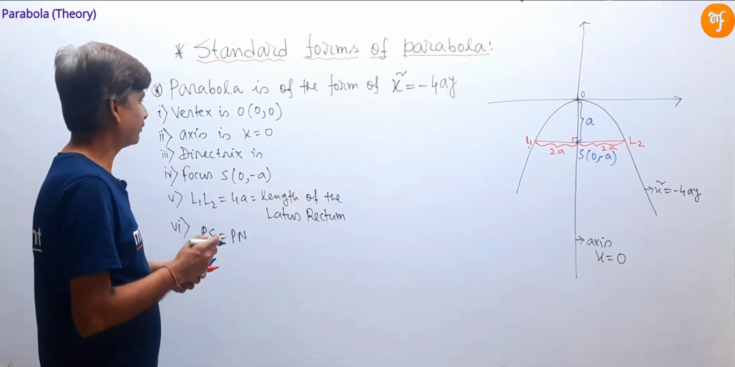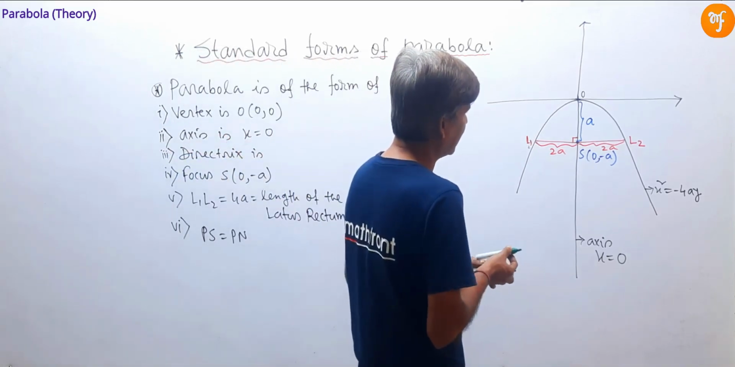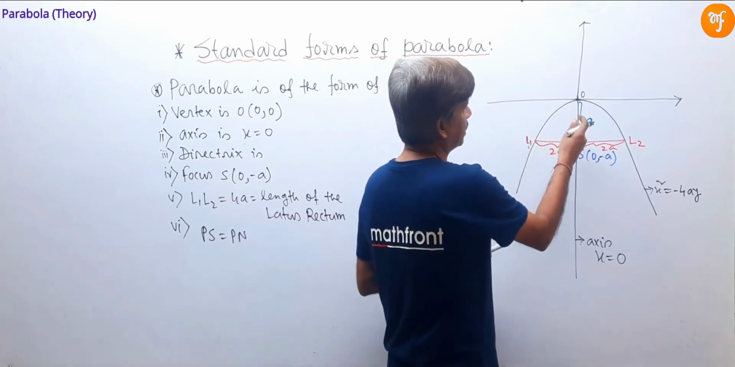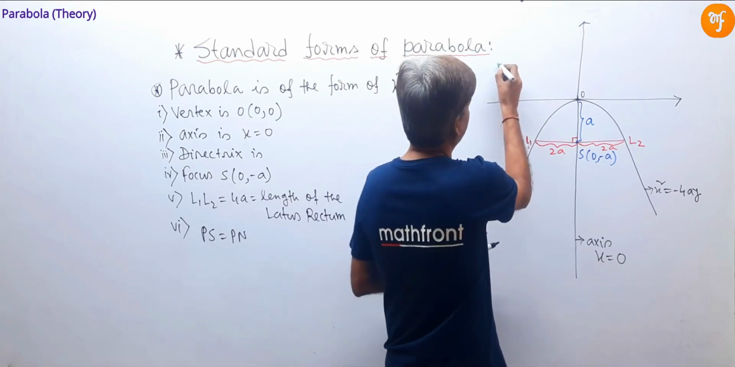Okay. Now come to the directrix. The directrix is perpendicular to the axis of the parabola. So this will be the directrix.